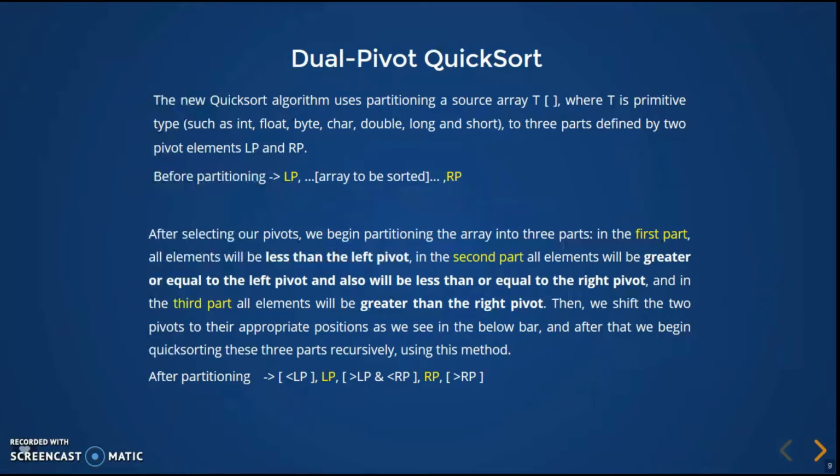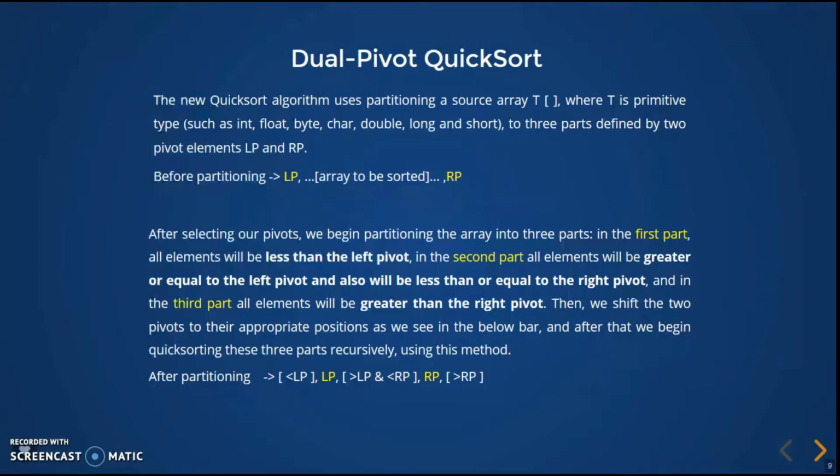In the first part, all the elements will be less than the left pivot. In the second part, the elements will be greater than or equal to the left pivot and also less than or equal to the right pivot. In the third part, all the elements will be greater than the right pivot element. Then we shift the two pivots to their appropriate positions as we see in the diagram below. After that we begin quick sorting these three parts recursively using the same method.